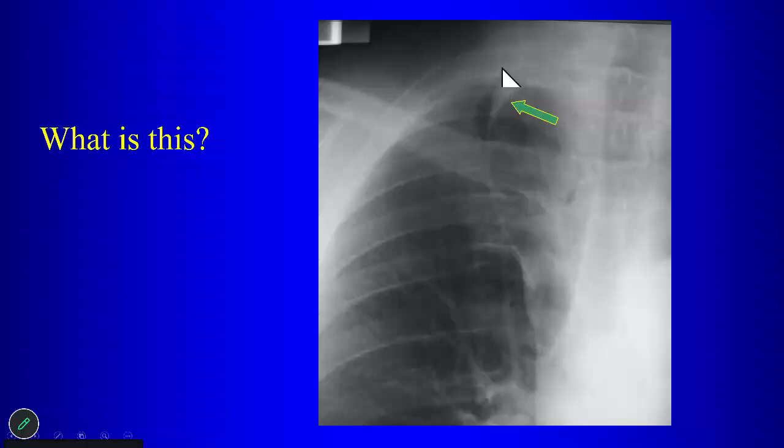Here the arrow is pointing to what? Trigonum parietale. So what is the trigonum parietale? It's extrapleural fat that sneaks into what? The azygos fissure. How does an azygos fissure form? Why do we have one?